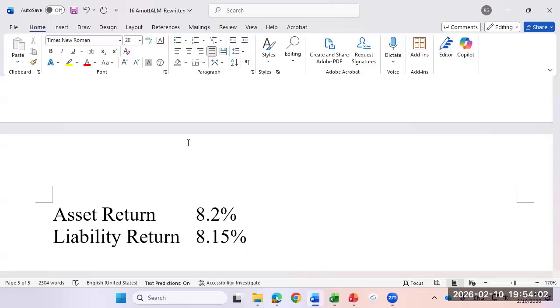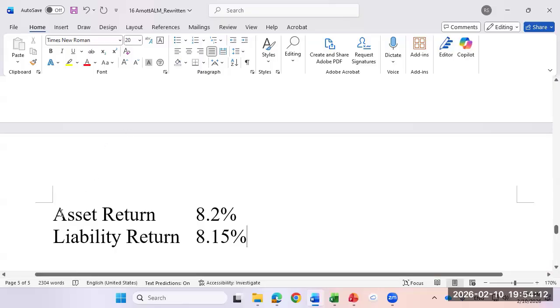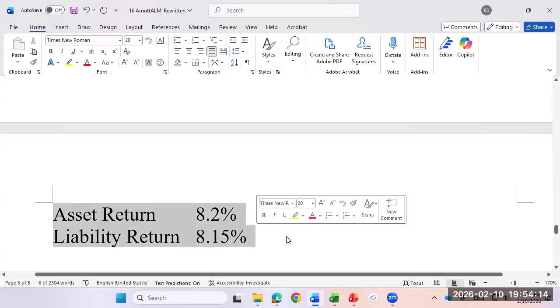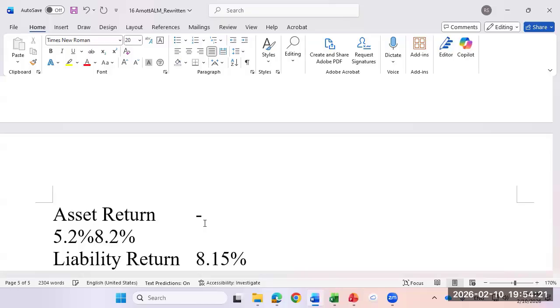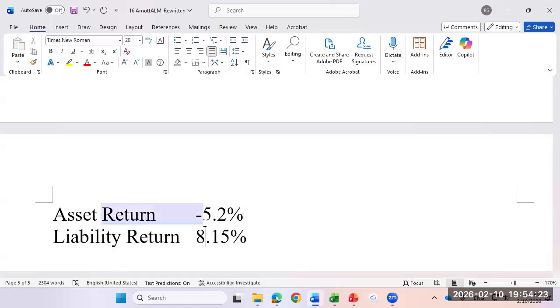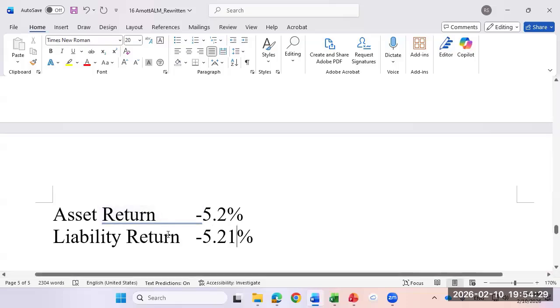A lot of waste of time, but you spend 99% of your time doing that, right? Because you got to look at every manager, you have to replace them. Big waste and has such a small impact. So what we said is let's focus on what's important. Are our assets doing okay? And then what about this? Asset return minus 5.2%. Liability return minus 5.21%. Any questions? Does that look okay?